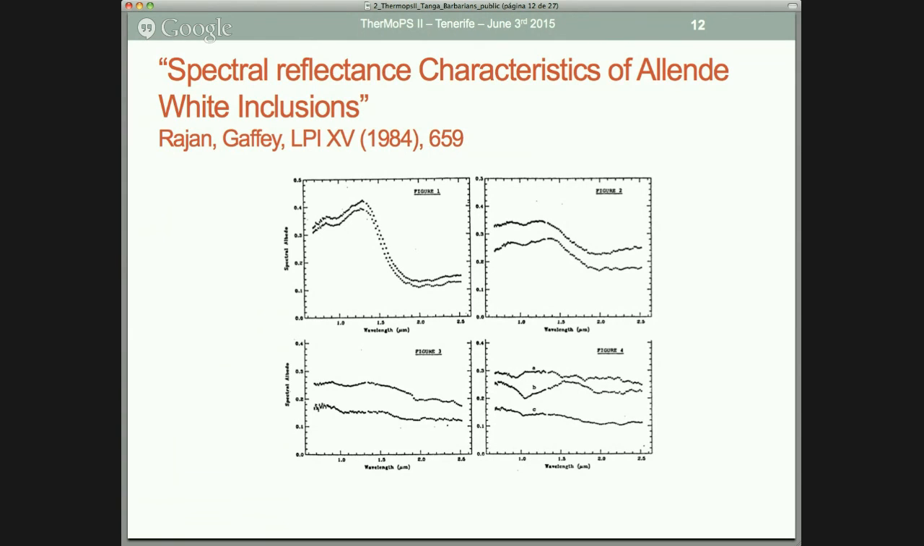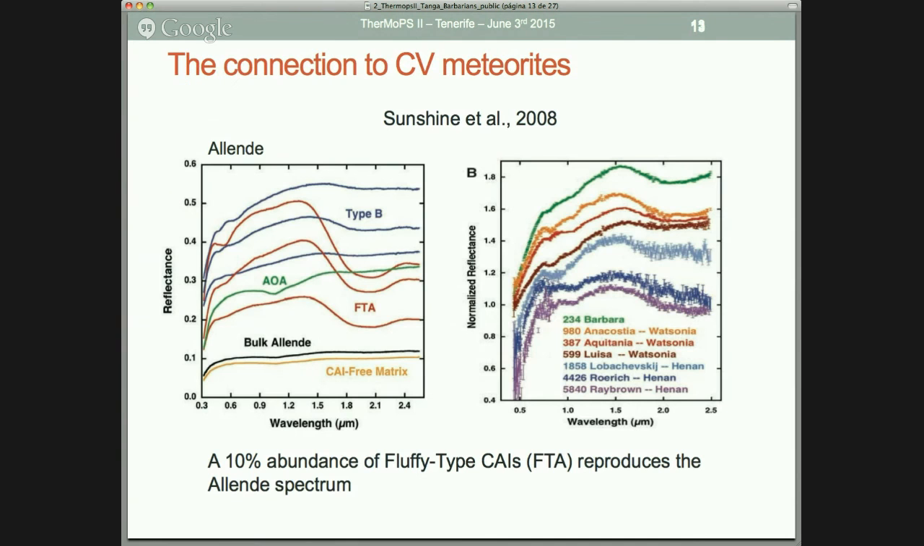It brings a small signature of olivine in this region of the spectrum. So now, who made the best connection between CV meteorites, ancient inclusions, and barbarians was Jessica Sunshine in her 2007 and 2008 papers. Basically, she took the laboratory-measured spectra of different types of CAIs.